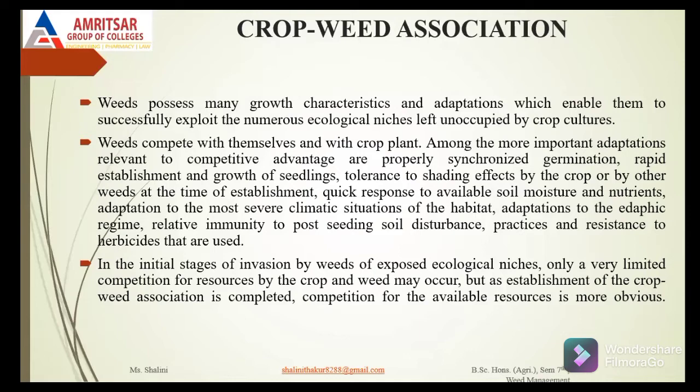Firstly the weed gets associated with the crop, starts growing with it, and follows the growth characteristics and the adaptation characteristics of our crops. Then further it starts competing with the crop plant when the weeds reach a higher level, to get good vegetation and good reproduction. That's why they are uncontrollable at a certain point. So weeds possess many growth characteristics and adaptations. Second point is they start competing with themselves also and with the crop plants also.